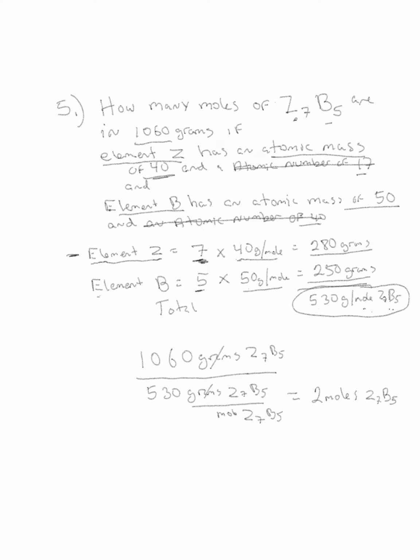We said we have 1,060 grams of Z7B5, and I'm going to divide that by the molar mass, which is 530 grams per mole, and that gives me a total of 2 moles of Z7B5 in 1,060 grams.